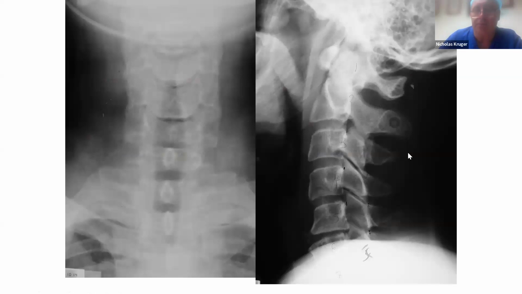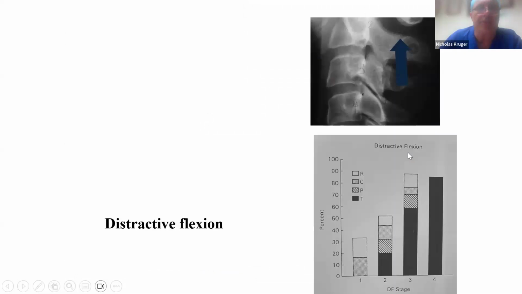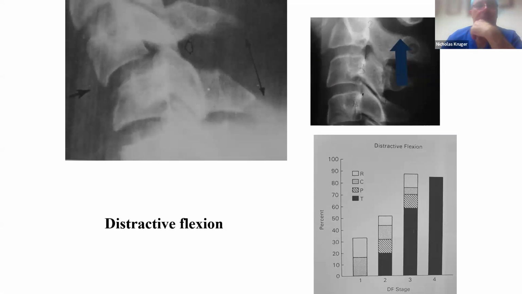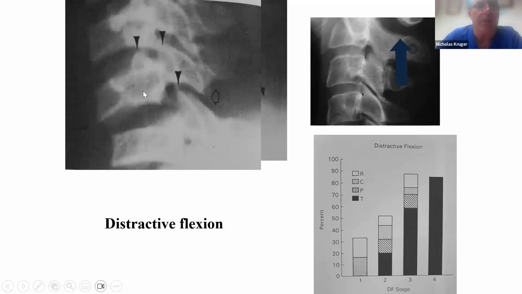What's this now? That's extension. Okay. Distractive flexion. So this will be a CF1 where both facets are still in contact. Yeah, we can see it looks like here's the other facet here. So this facet sitting there. These two are sort of lined up.